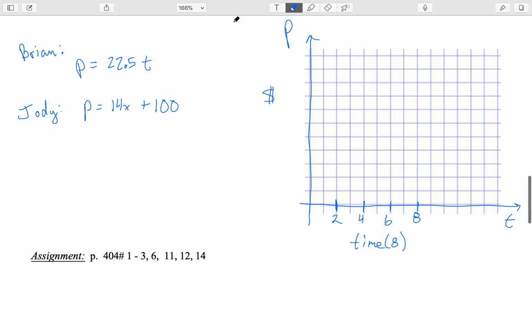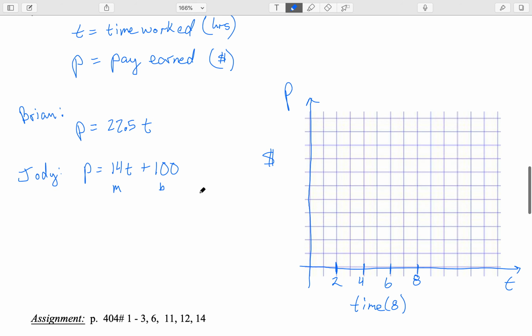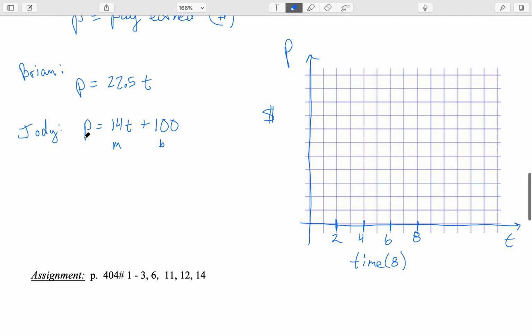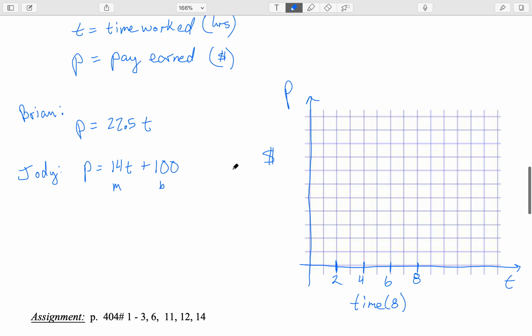So this is y, x, I put in x. It should be t for time, right? $14 times the number of hours plus 100. So in other words, this is your y-intercept. This is your b, and your slope is, now, are they going to intersect? They should. They do have two different slopes. So there should be one point of intersection. Excellent. So Jody starts at 100.